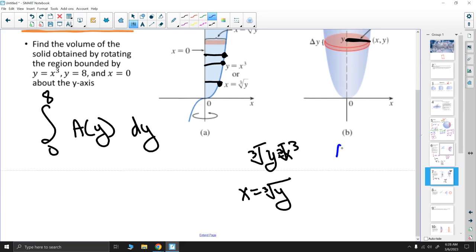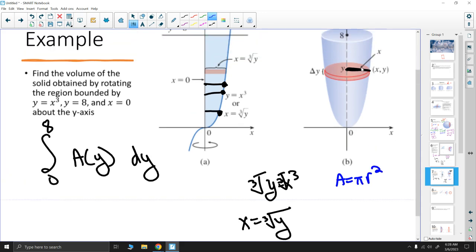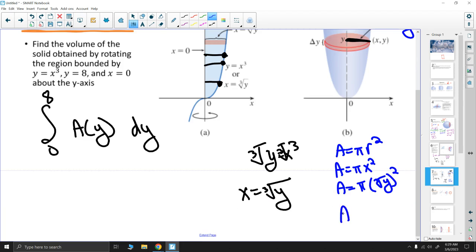So again, area is pi r squared. Our radius of this circle is x. Our x is the cube root of y, so we're going to plug that in for r. So again, A is pi x squared, but instead of x, we're going to go with the function in terms of y, because that's what we're integrating with respect to. Pi times the cube root of y, squared. So that is to say, area is pi times y to the 2/3. All right, so this is the area of any cross-section.